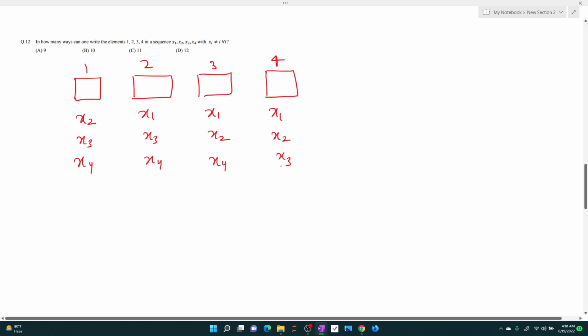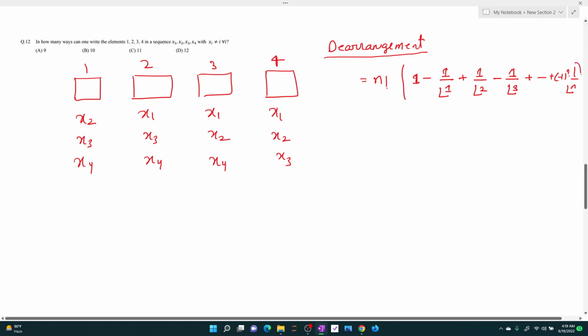So this is a simple question of derangement. I'm not sure whether you are familiar with the term derangement or not, but this is a question of derangement, right? And we have the formula for finding the total number of such ways. The formula says n factorial multiplied by 1 minus 1 upon 1 factorial plus 1 upon 2 factorial minus 1 upon 3 factorial, and continuing this way we will have minus 1 power n into 1 upon n factorial as the last value, right? So here the value of n is nothing but 4. So let's apply the formula.